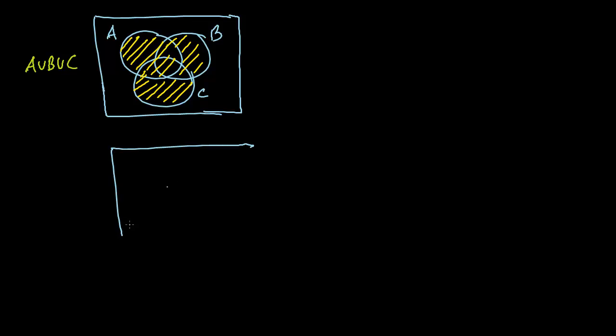Okay, so when you have a three set Venn diagram, A, B, C, remember, A union B union C represents the shading of all three sets. So that would be these three sets. This is A union B union C. So this is the representation of all three sets. Now intersection.